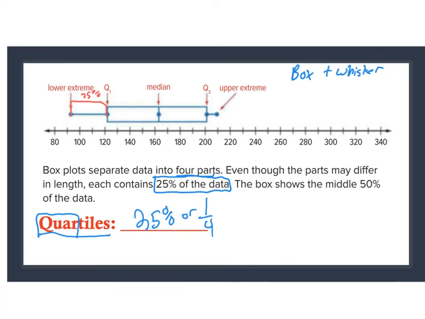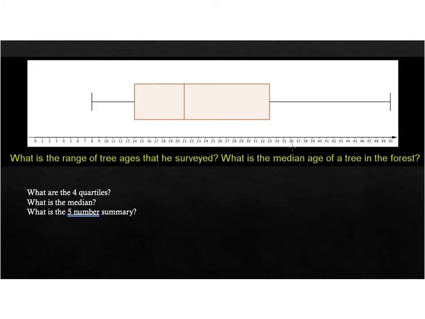From quartile 1 to the median is 25%. From the median to quartile 3 is 25%. And from quartile 3 to the upper extreme is 25%. We're going to talk about what all those different parts mean and how to find them through the course of the week. But what I need you to know is when interpreting this, each part is 25%. We're going to explore this some more.